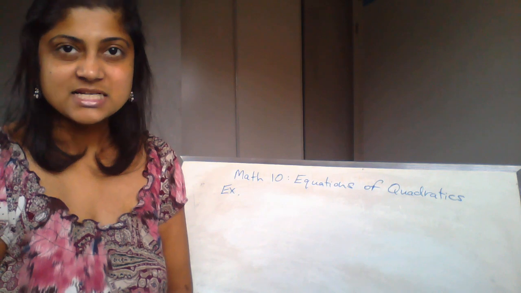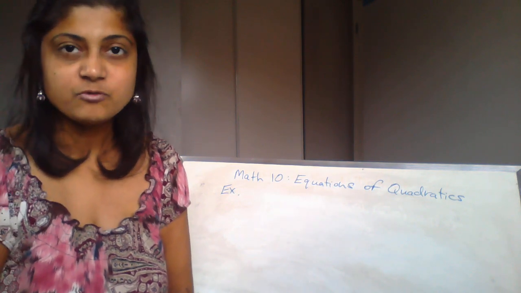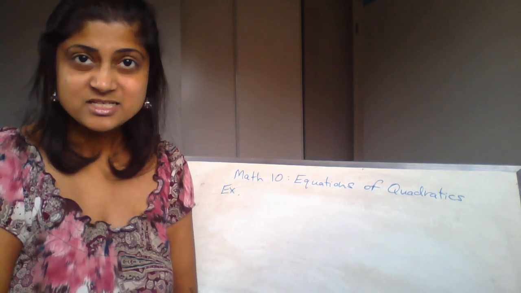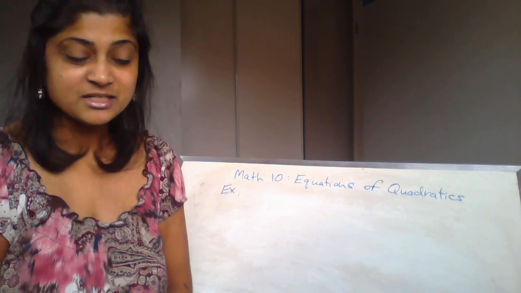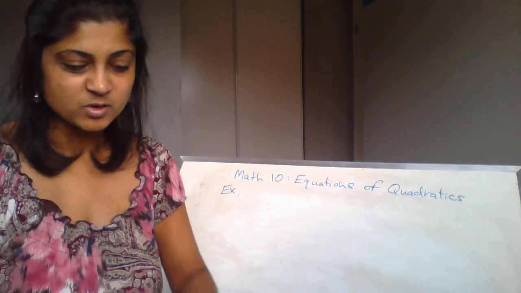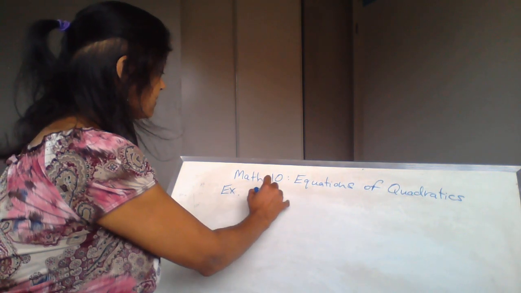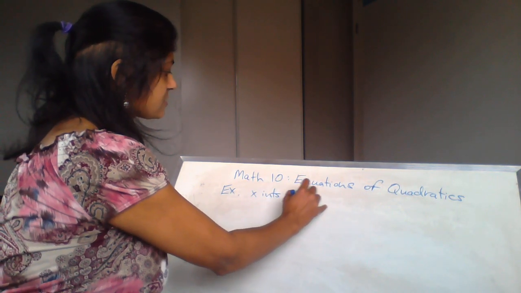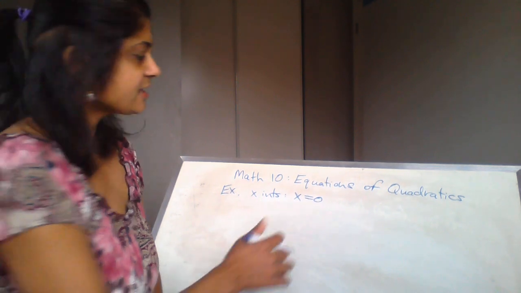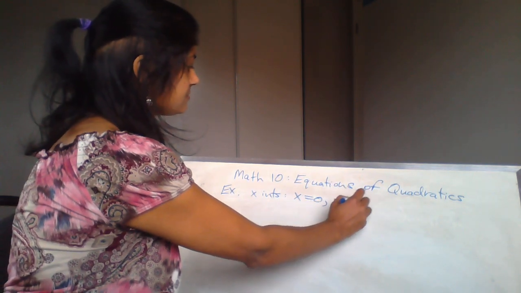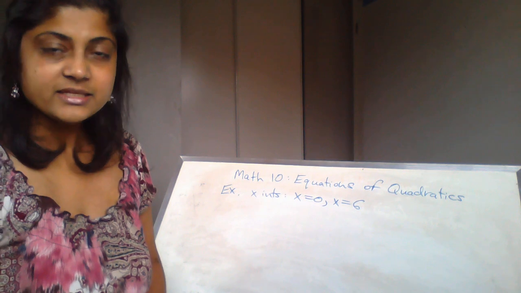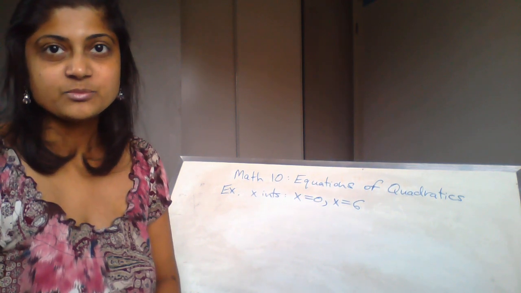So the question in the textbook is saying write an equation in the form of y equals ax squared plus bx plus c to represent each parabola. Okay, so it looks like they're giving us the x-intercepts here within the parabola. So let's write it out. I have x equals 0 and x equals 6. Alright, and then they also give you 1 point that is on the parabola.